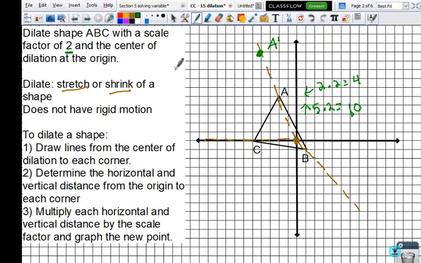And we just got to repeat that for each other corner. To go to B, I have to go down 1, right 1. I'm going to multiply each of those by my scale factor. So I'm going to go times 2, times 2. And now I'm going down 2, right 2. So I'm going to go from my center, I'm going down 1, 2, right 1, 2. This is my new point B, my B prime.